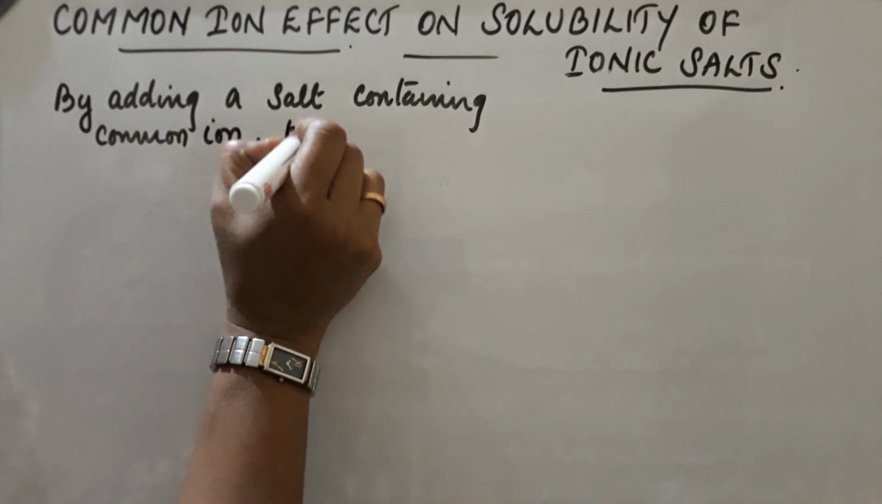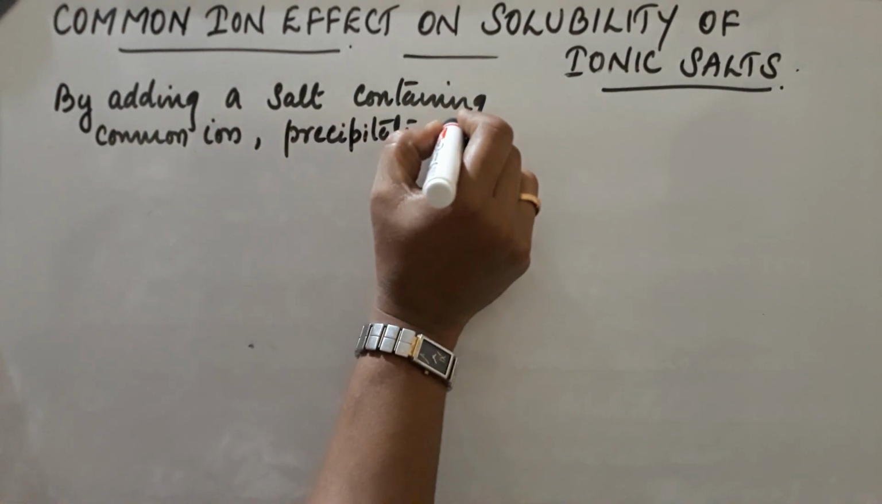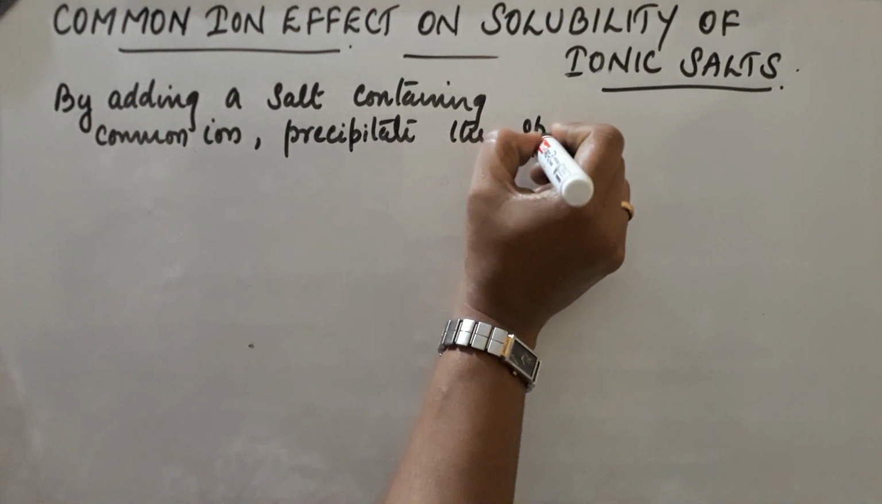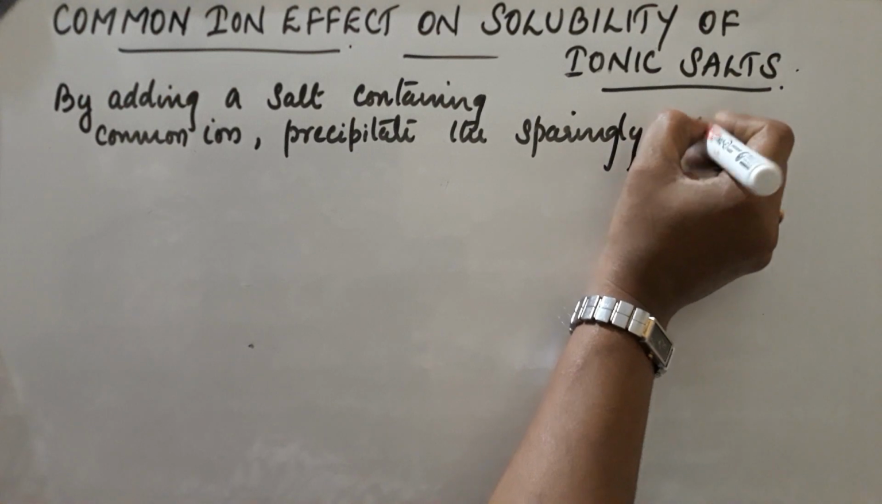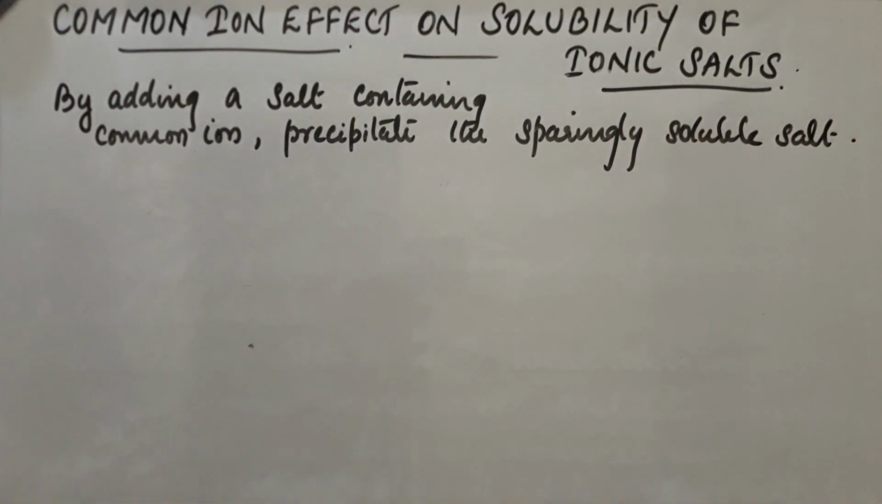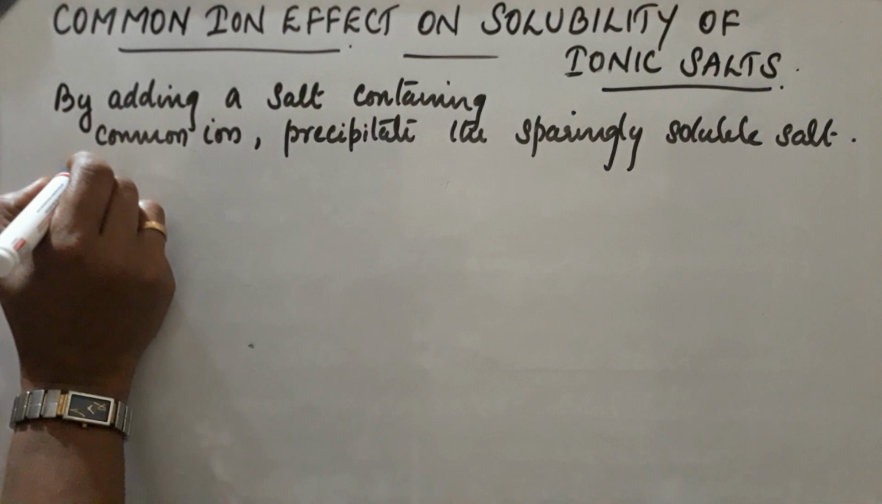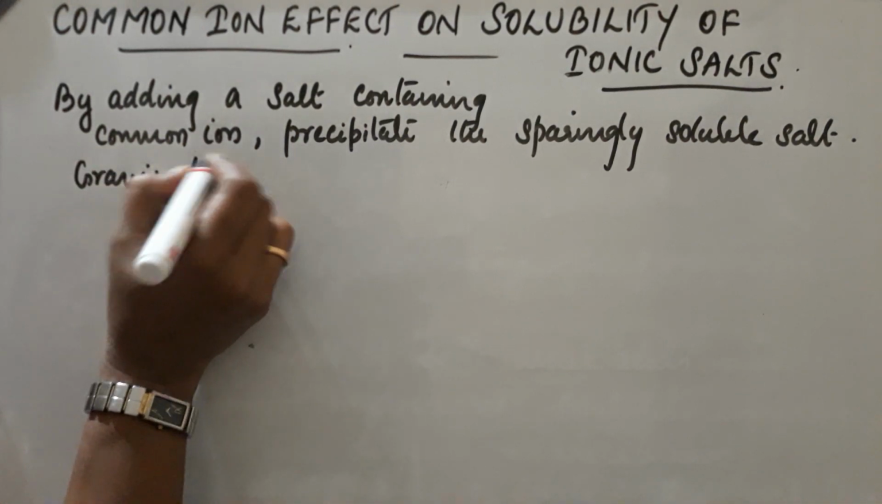By adding a salt containing a common ion, we can precipitate the sparingly soluble salt, or we can say the solubility decreases. This is very helpful in gravimetric estimation.